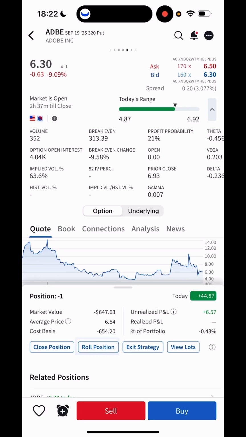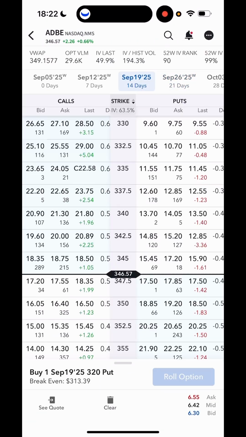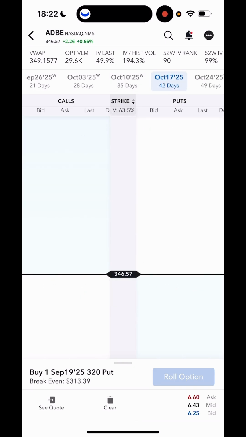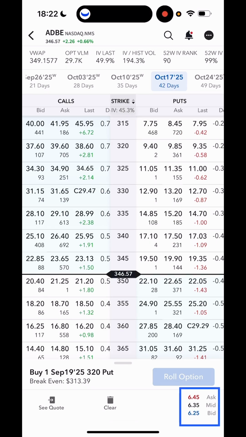The first thing we need to do is roll the position. And then what that will do is bring up the options chain, and we are going to go to October the 17th, which is the next monthly cycle. That's what I like to do. I like to roll options into monthly cycles because that's where you get more liquidity and better fills. We're buying back the 320 put, which is going to cost us $6.35 or $635.